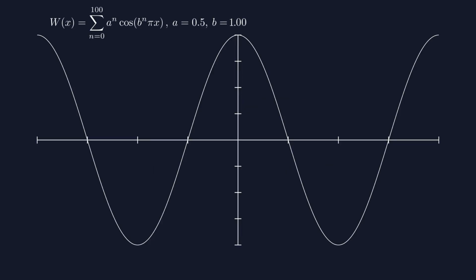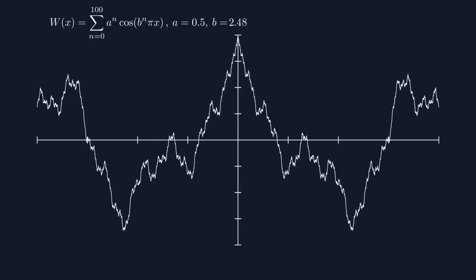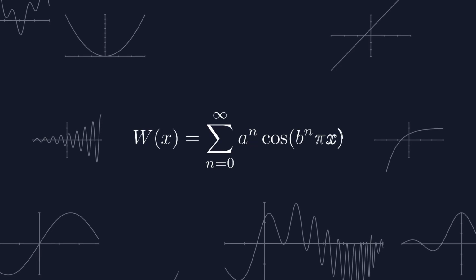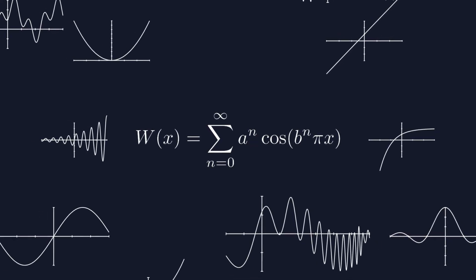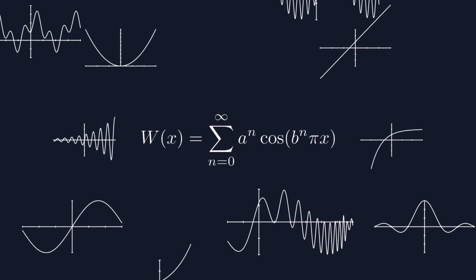To this day, the Weierstrass function is perhaps the best-known example of a function that is always continuous, but never differentiable. It served as the first counterexample to a long-believed rule, perfectly exemplifying how quickly our understanding of mathematics can change with just a single idea.